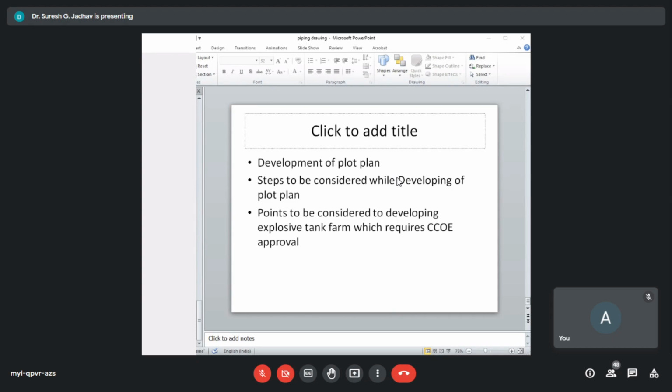Then the next parameter is the height of the boiler chimney in meters. Here we have to consider 4 into Q raised to half, where Q is the quantity of SO2 generated in kg per hour, that is sulfur. Based on that, we have to consider the height of the boiler chimney in meters. Now, the next steps to be considered while developing plot plans.